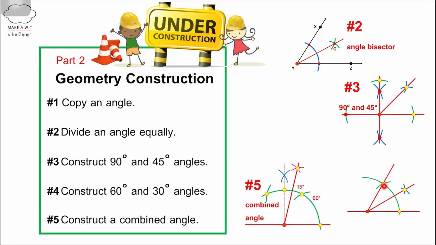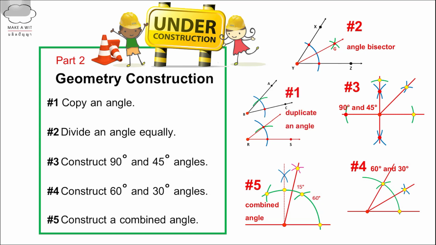And what about this one? This one looks like an equilateral triangle, right? Equilateral triangle. So it will be 60 and 30 degrees. The construction of 60 and 30 is number 4. And the last one, you will have one and then you copy it, right? You copy, so it will be number 1, duplicate an angle or copy an angle.